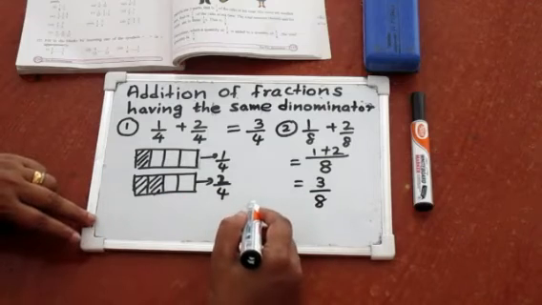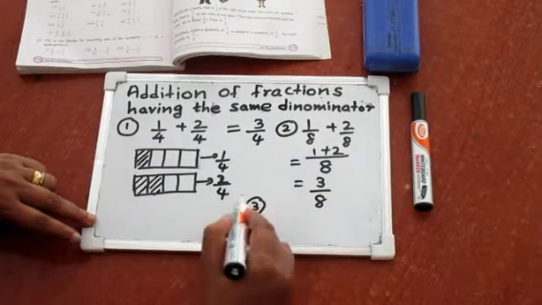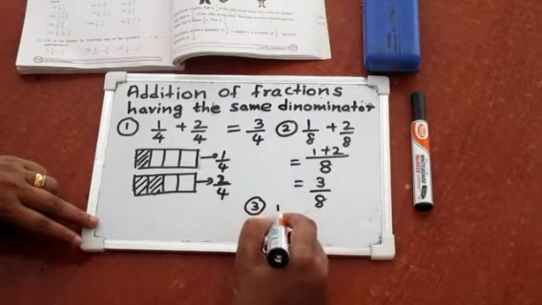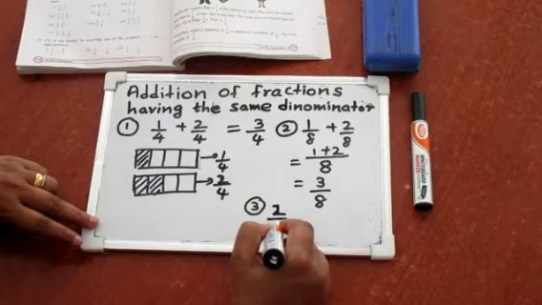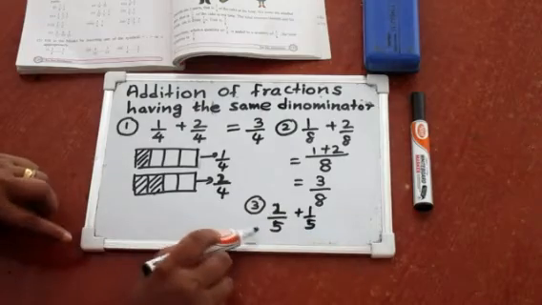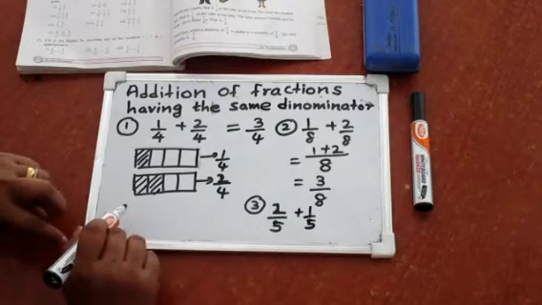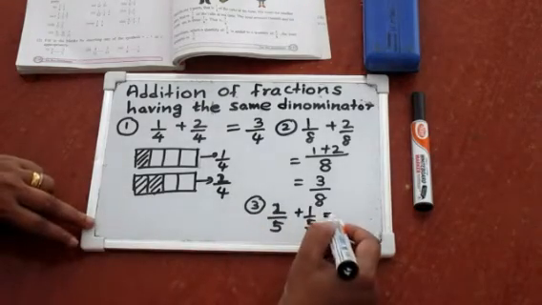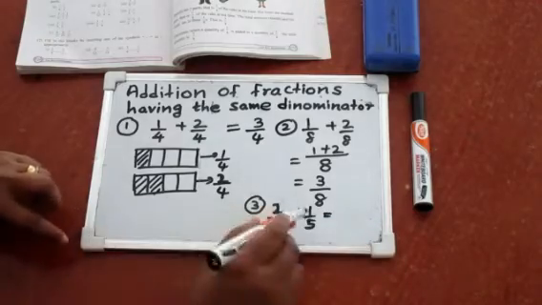Now see this third example. Tell me the answer here: 2 over 5 plus 1 over 5. Now you can see these fractions' denominators are equal. So take the sum of numerators and write the answer.